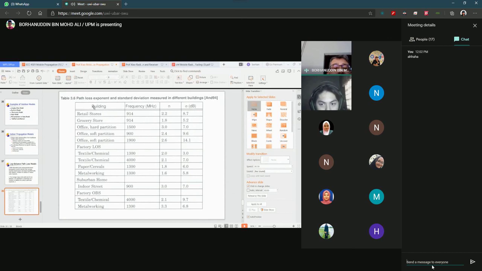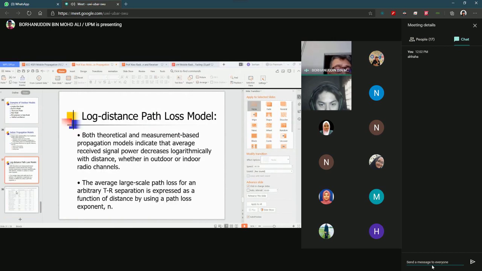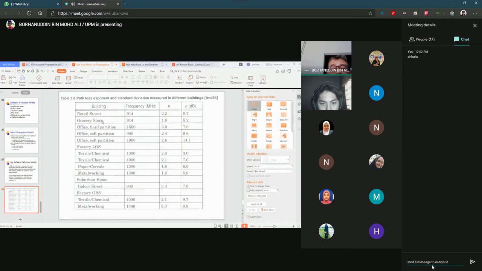It's quite relevant here. Path loss exponent and standard deviation measured in different buildings. So this one is talking about in-building still. You see, it varies according to frequency also, and the type of building: retail stores, grocery stores, office, office with hard partition, soft partition, and then factory line of sight. There are textile, chemical, so many types, different variation, and the frequency that you measure. So this is the exponent that you get.